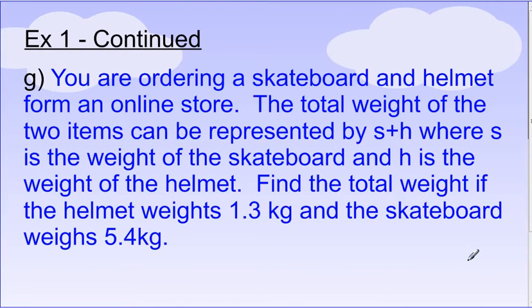Letter G. You are ordering a skateboard and a helmet from an online store. The total weight of the two items can be represented by S plus H, where S is the weight of the skateboard and H is the weight of the helmet. Find the total weight if the helmet weighs 1.3 kilograms and the skateboard weighs 5.4 kilograms. I want you to do this problem on your own. Pause the video, write your expression, do your math, get your answer, and then we'll get back together in just a second.